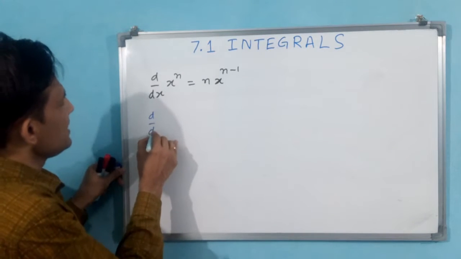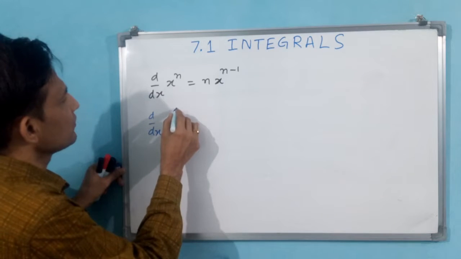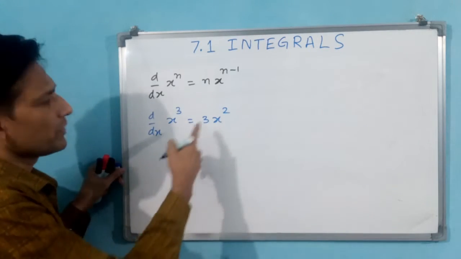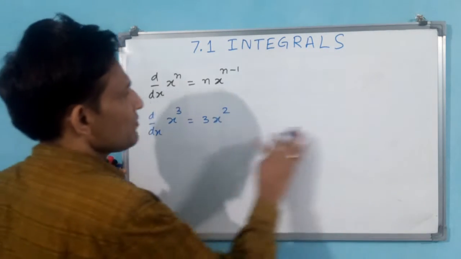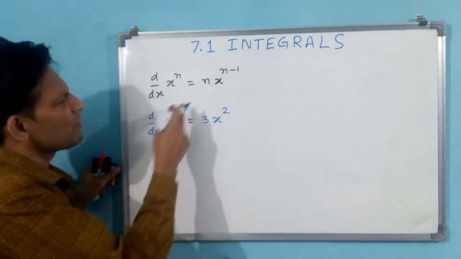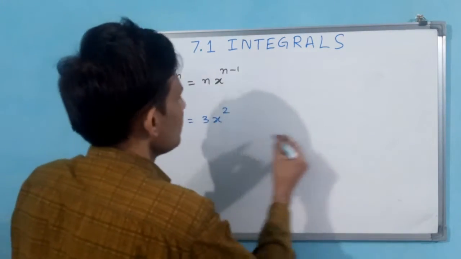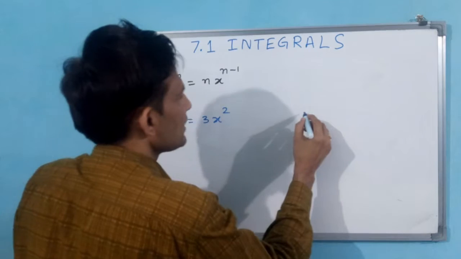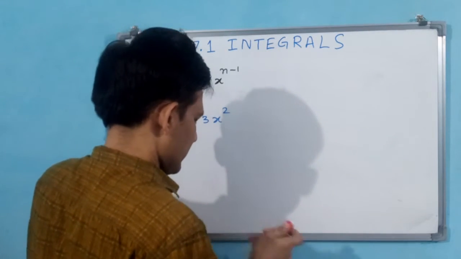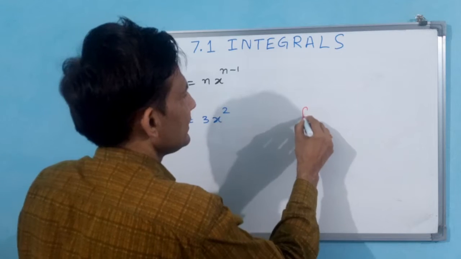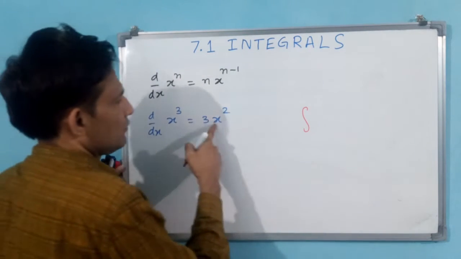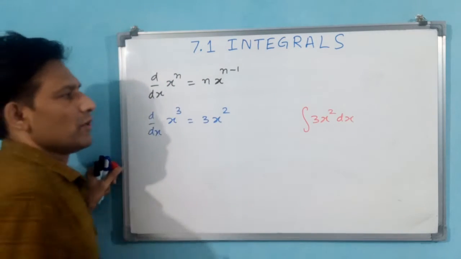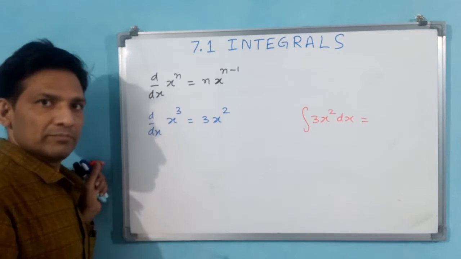Based on this, d by dx of x cube will give 3 into x square. Is it okay? N into x power n minus 1. Same thing we will do here. Then we will find one formula. Formula means result or whatever it may be. You see here, 3x square you get, but x cube has to come back. That means you see what I am writing. Integral 3x square dx, if you do, x cube has to come.